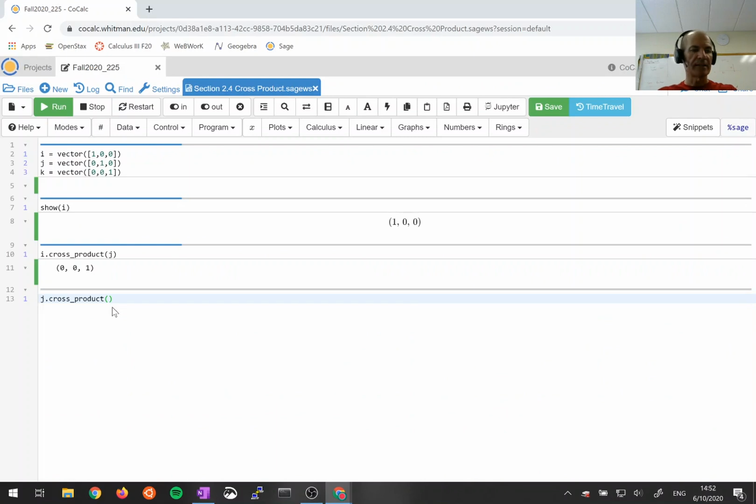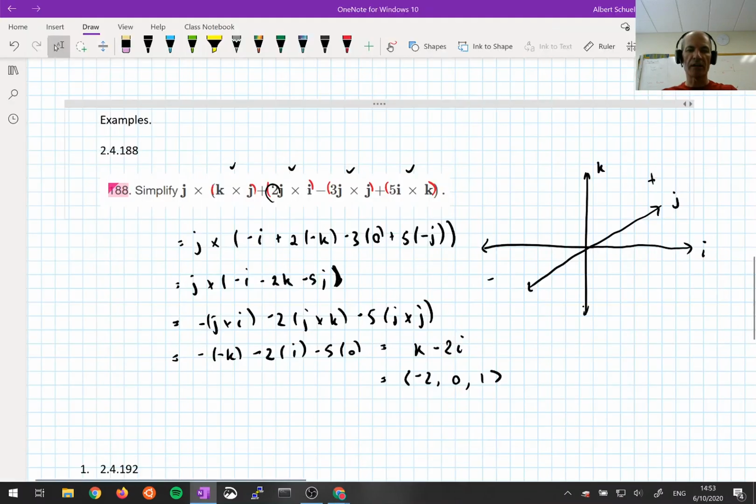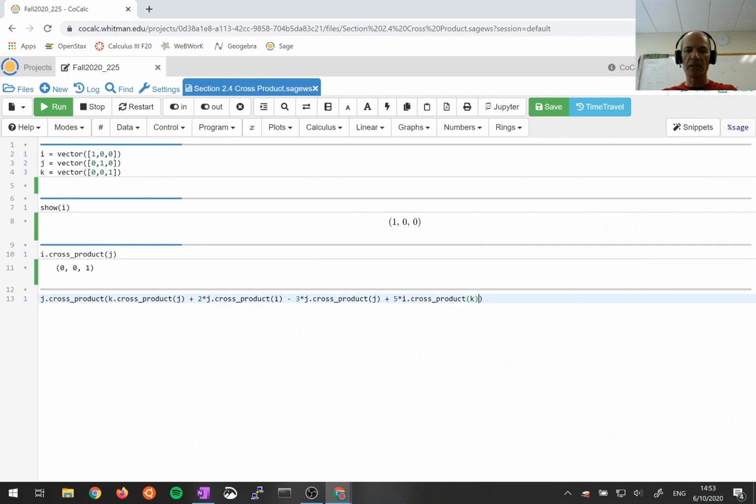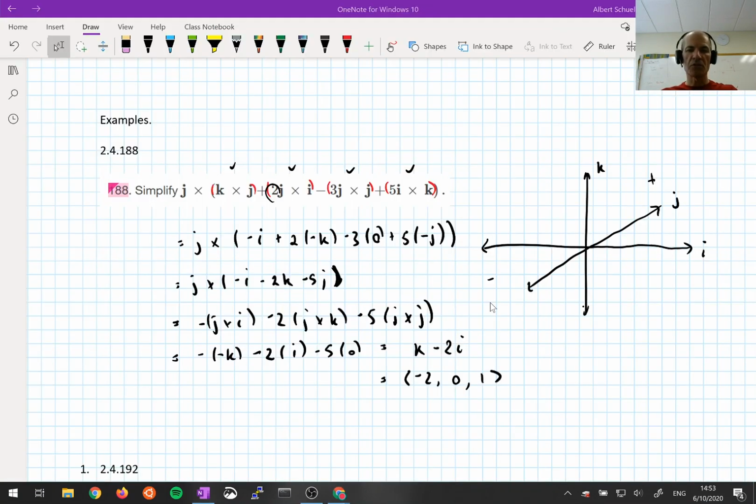What did we have? We had K cross product J plus 2 times J cross product I, minus 3 times J cross product J, plus 5 times I cross product K. Let's check that really carefully. We had J cross the quantity K cross J, yes. 2J cross I, yes. Minus 3J cross J, good. Plus 5I cross K, 5I cross K. Executing this, we get negative 2, 0, 1, and that's the answer.